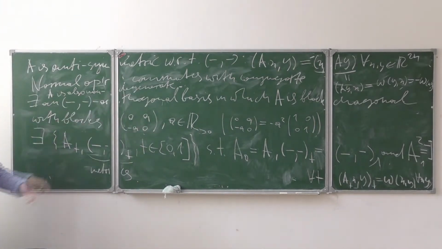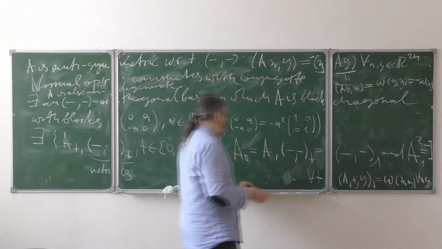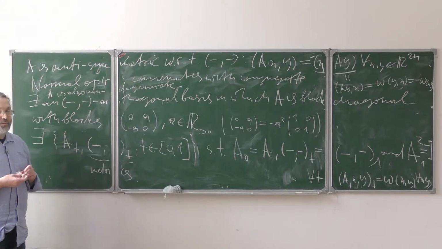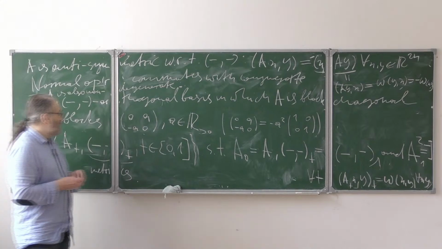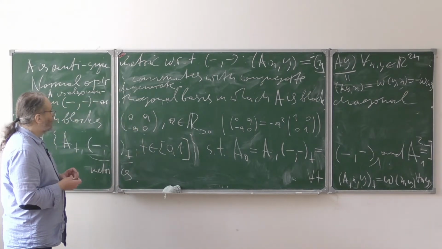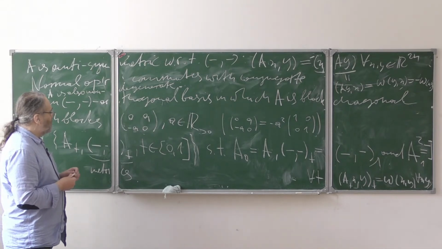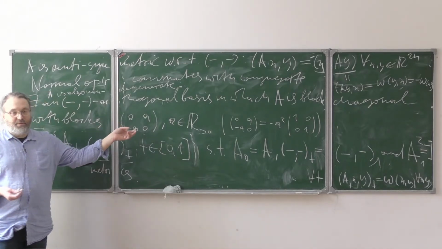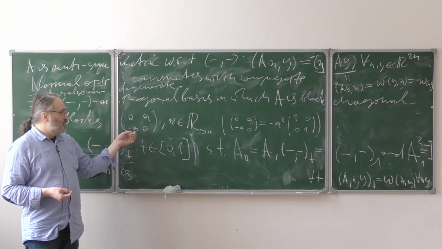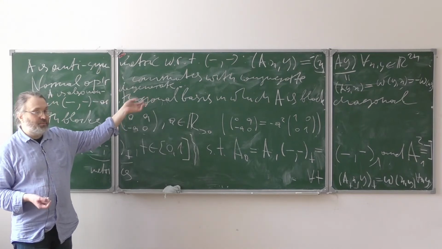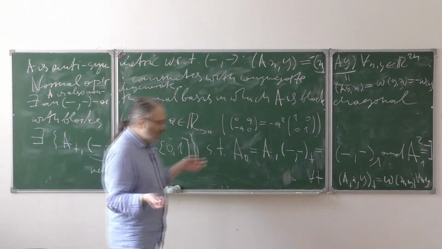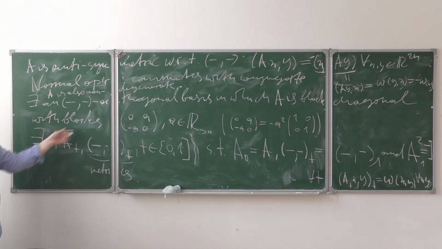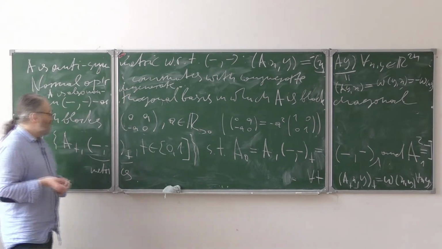Now, there is one thing which is not completely clear from this argument. What exactly is the deformation? Well, let's see. After all, the basis in which A diagonalizes does not depend continuously on A. So how to construct such a family which would be continuous? Well, let's see.